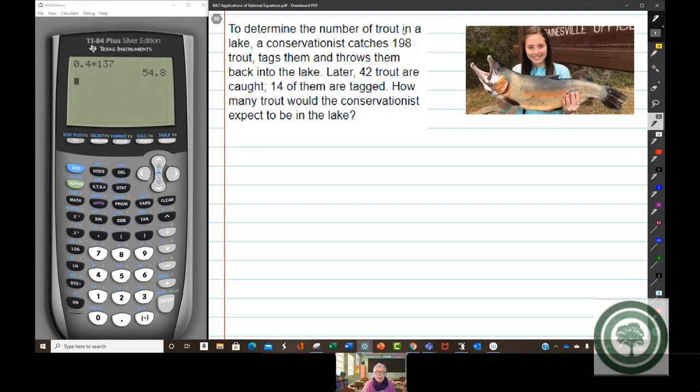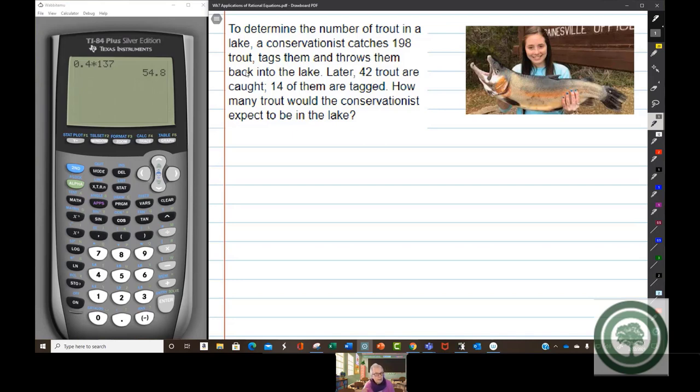Okay, to determine the number of trout in a lake, a conservationist catches 198 trout, tags them, and throws them back in, traumatizing them so they have to go to fish psychiatrists for the rest of their lives. Later, 42 trout are caught, and 14 of them are tagged. 14 of them are already tagged. How many trout would the conservationist guess are in the lake?